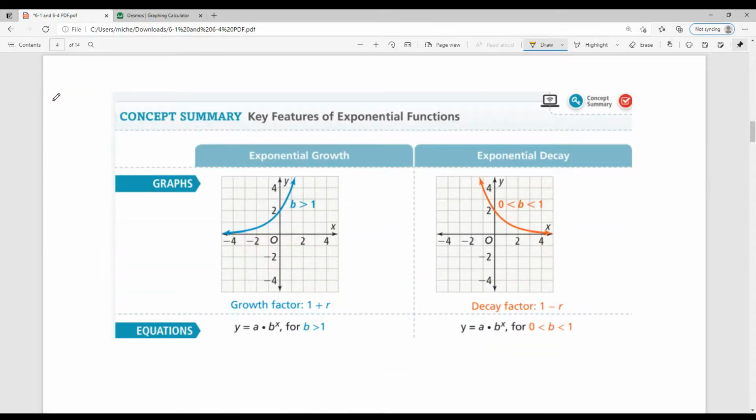So if we look at our two types of exponential graphs, don't worry too much about the growth factor or the decay factor today. What you need to know is that exponential functions are going to do one of two things. They're either going to grow exponentially or they're going to decay exponentially. And it all depends on the number being raised to the x. If that number is greater than 1, you'll have an exponential growth graph. If that number is less than 1, you will have an exponential decay graph.